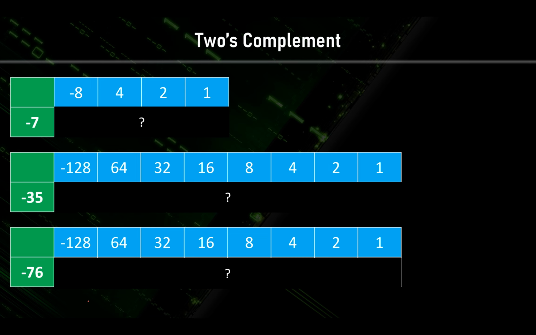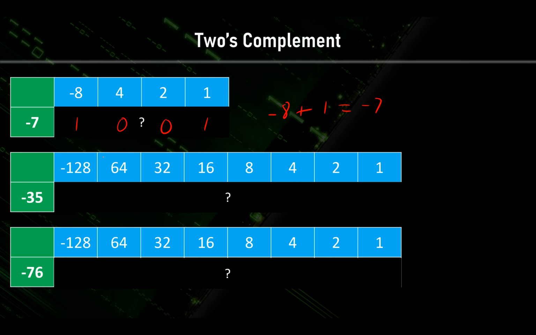Let's just have some practice then. We see the first one, minus 7. That means we are going to want minus 8. Then to get from minus 8 to minus 7, we just want to add 1. So there's not going to be a 4, there's not going to be a 2, but there will be a 1. Because minus 8 plus 1 is equal to minus 7. Now, for these next ones, I would say pause the video, have a go yourself, and then check to see if you get the correct answer.